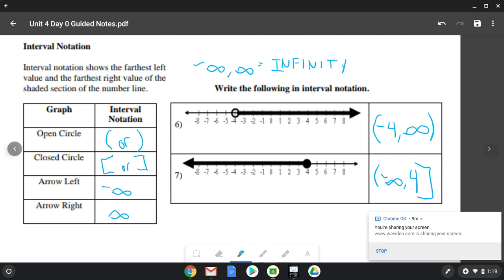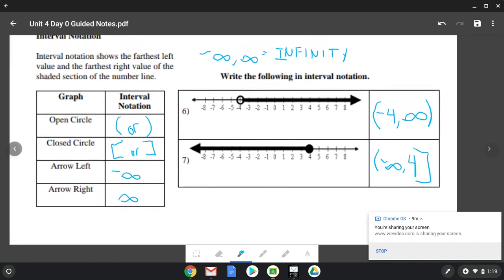So that's how we can write our final answers after we graph it, in interval notation, with either parenthesis or bracket, and then infinity signs because it's going to be shaded to the left forever or to the right forever. So let's go to the next page here.